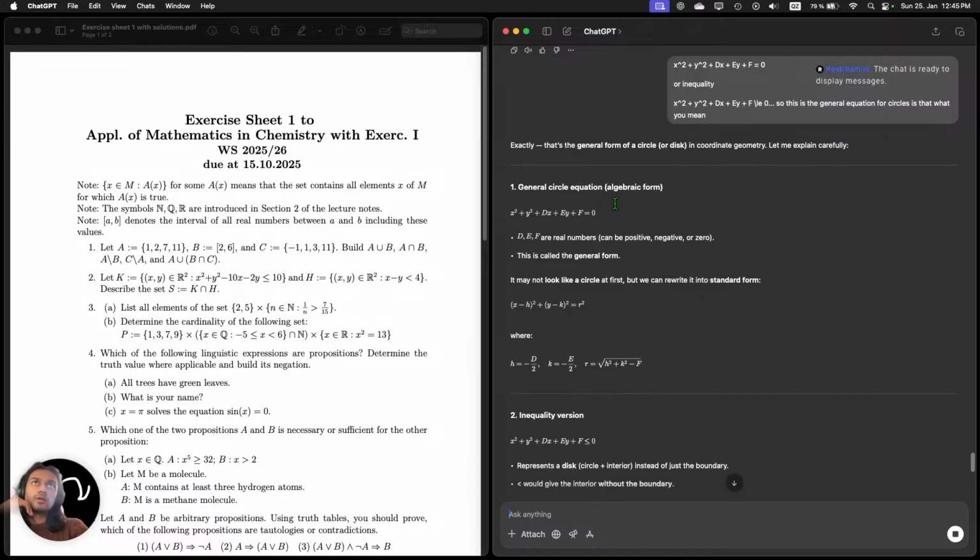General circle equation. It may not look like a circle at first, but we can rewrite it. What is h and what is k? D, E, F are real numbers, can be positive, negative, or zero. This is called general form. It may not look like a circle at first, but we can rewrite it into a standard form.